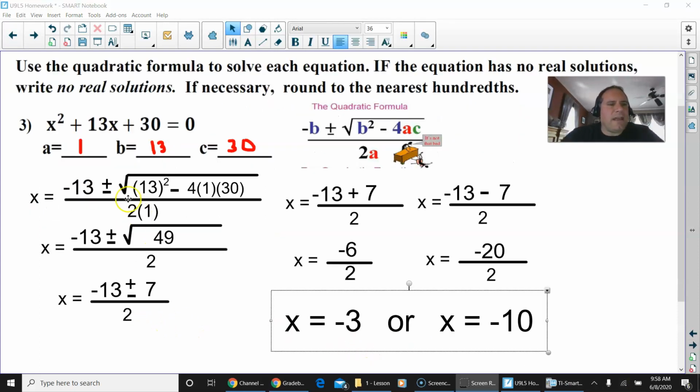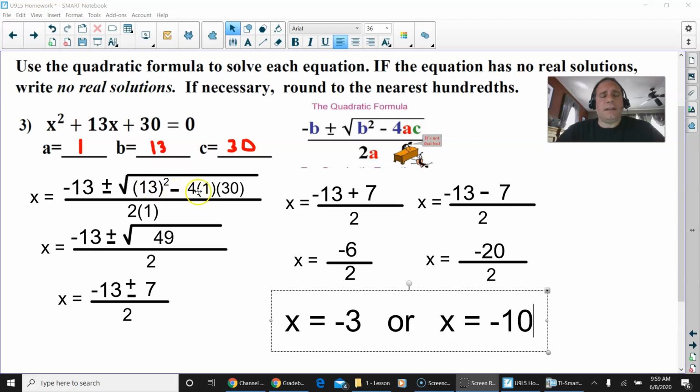Alright, so we have A is 1, B is 13, C is 30. I substituted in negative B, which would be negative 13 now, plus or minus the square root of 13 squared, which is B squared, minus 4 times A, which is 1, times C, which is 30. So all of this I put into the calculator, 13 squared minus 4 times 1 times 30, and that, by the way, just to remind you, that's the discriminant.